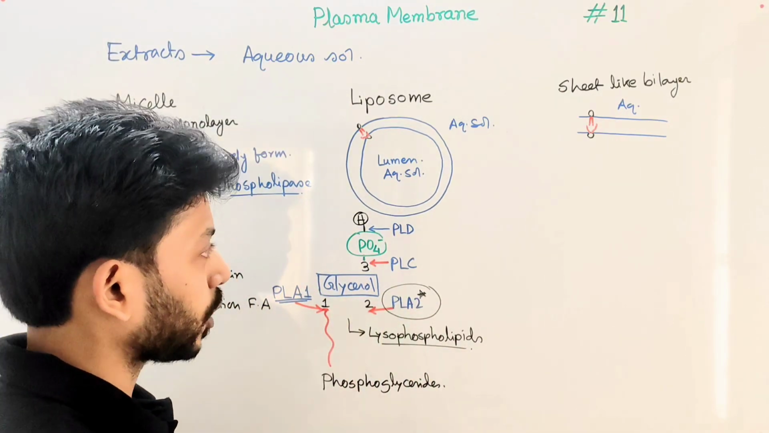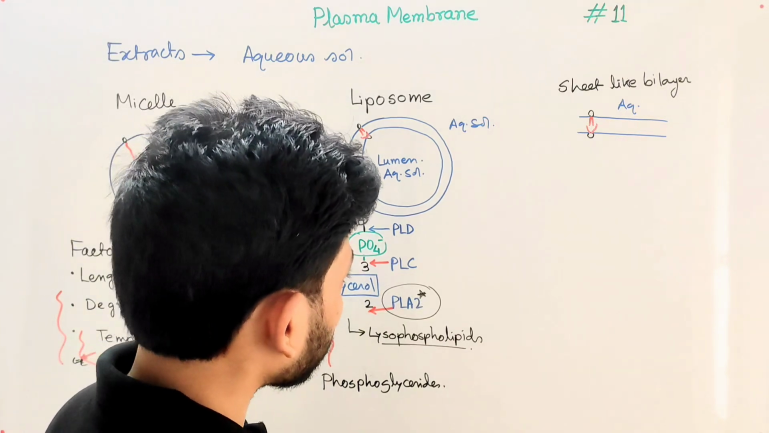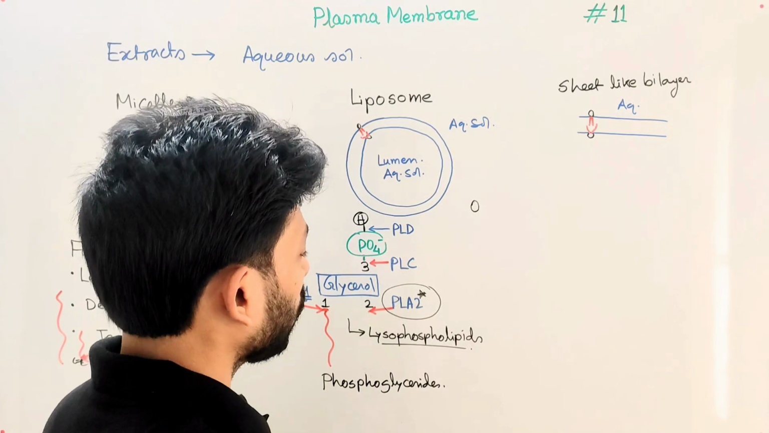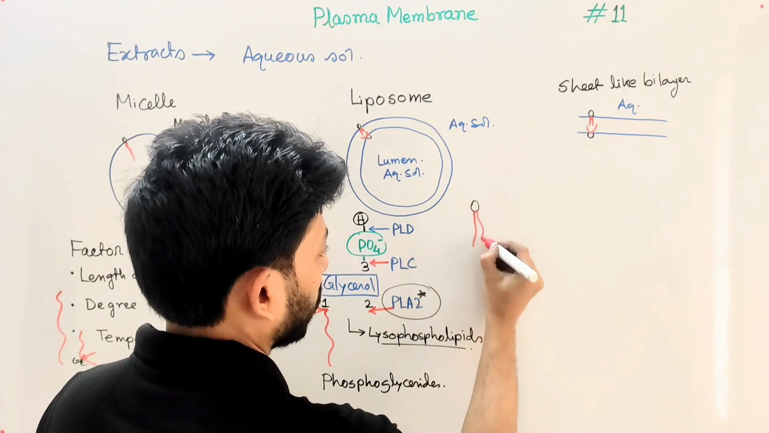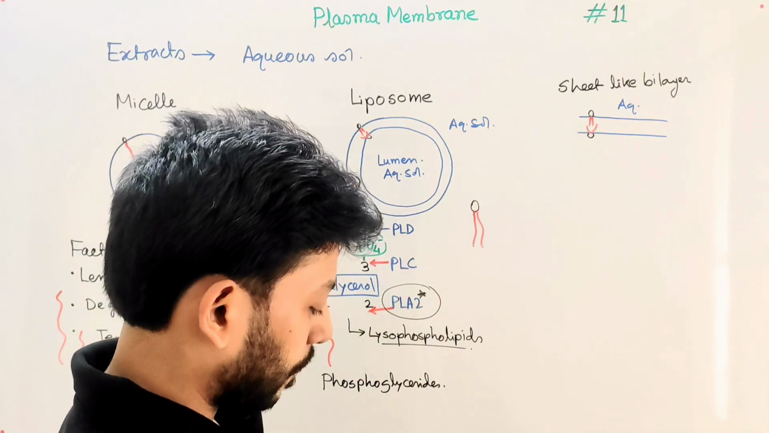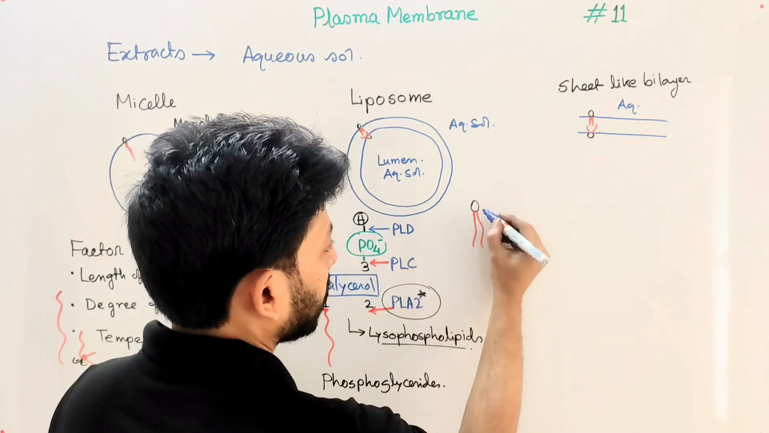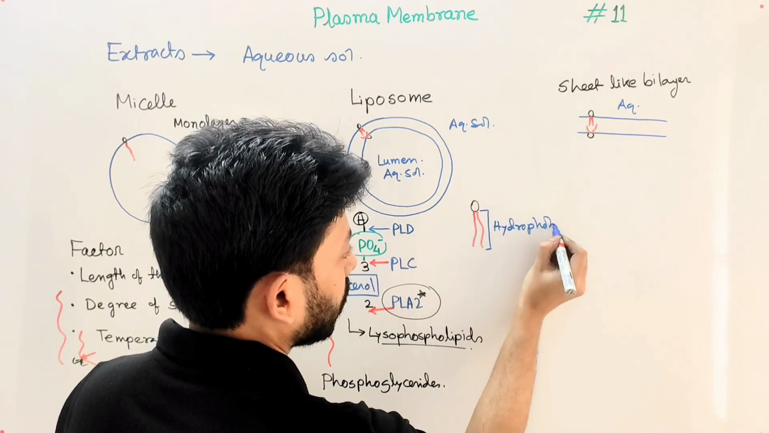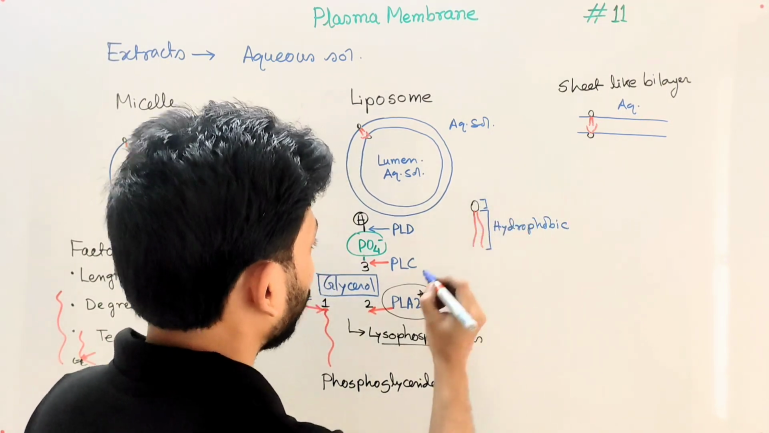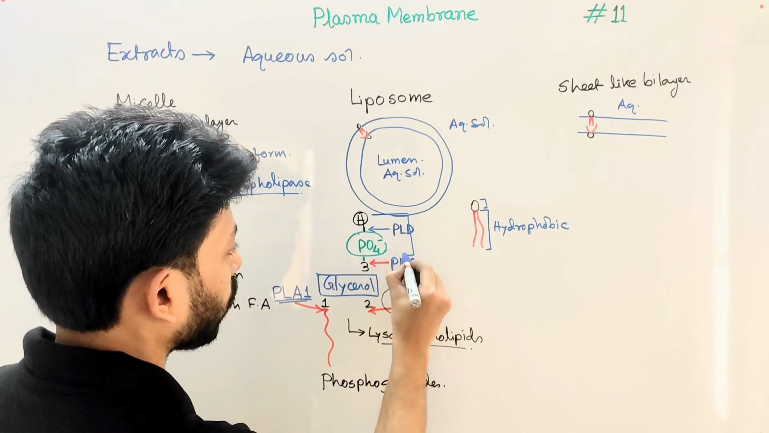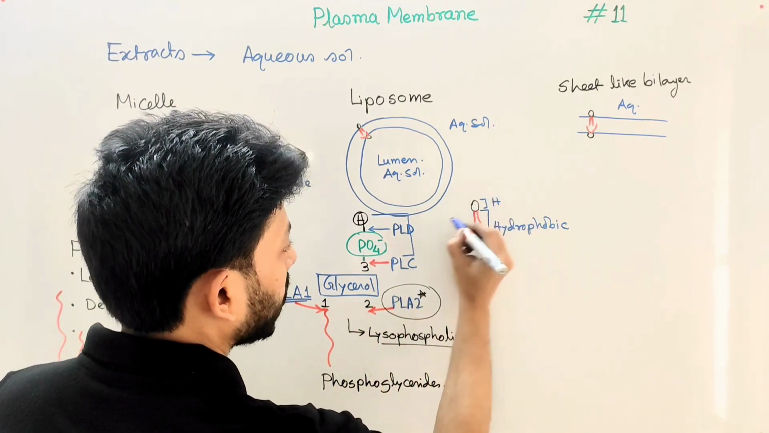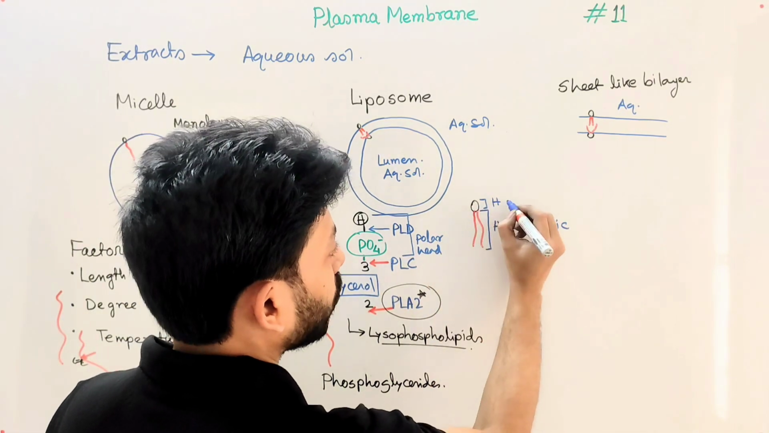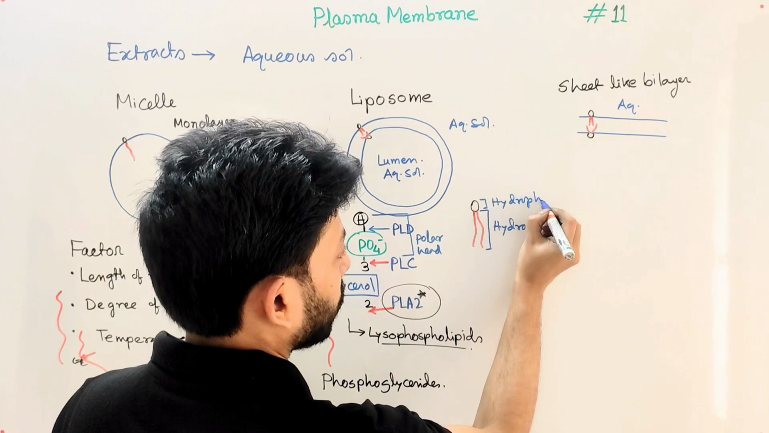What do I mean? Let's suppose this is the polar head group of a fatty acid, and these are the two fatty acid chains of the lipid molecule. Now I have mentioned previously that the fatty acid chain is hydrophobic in nature. And this polar head group, basically this phosphate and the head group, makes the polar head group. So this is hydrophilic in nature.